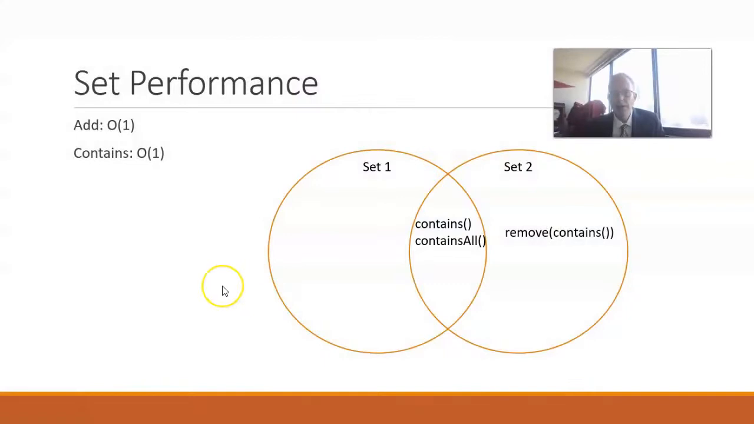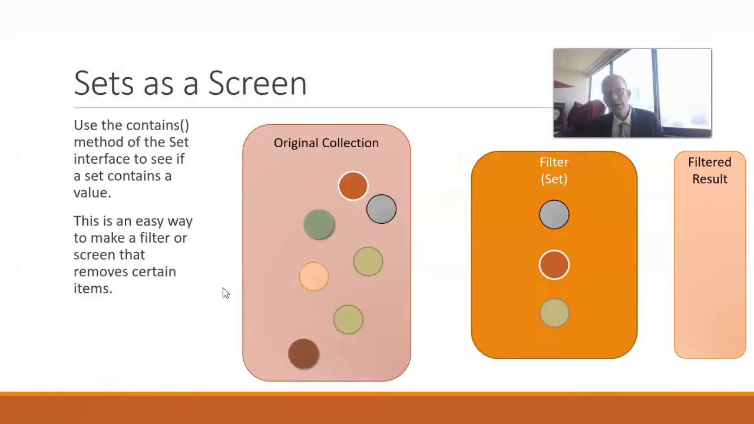Same with a contains operation. A contains operation is very efficient. If you want to know if a set contains something, it's O(1) performance, which means it's the same cost to figure that out if the set has one item or 10,000 items or anything in between. This makes it very efficient for a filter.